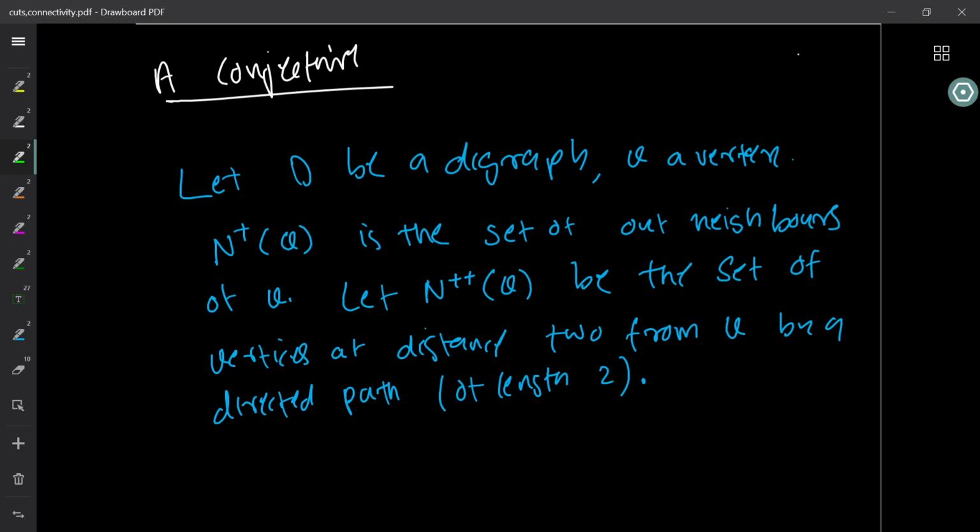Before the statement, let me define a few more things. Given a digraph D and a vertex V, we look at the set of out neighbors, which is the set of vertices to which there is an arc starting from the vertex V. The set of out neighbors is denoted by, let's say, N plus of V. And if you look at the set of vertices which are at distance 2 from the vertex, then we denote it by N plus plus.